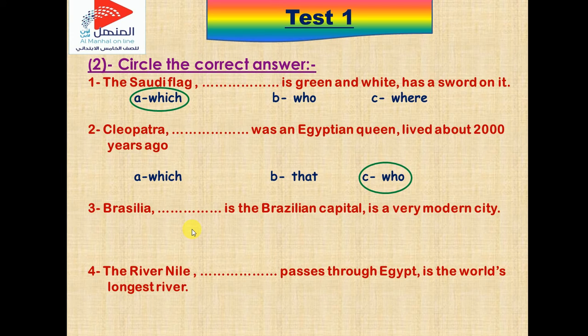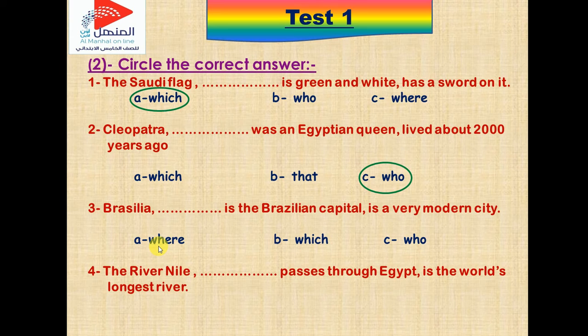But after where, we have to use a subject pronoun, like I, he. So if the sentence was like that, Brasilia, space, I live, we could have used where. So I could have said, Brasilia, where I live, is a very modern city. Or Riyadh, where I am from, is a very modern city. Here, I cannot use where because after the space, there is a verb.